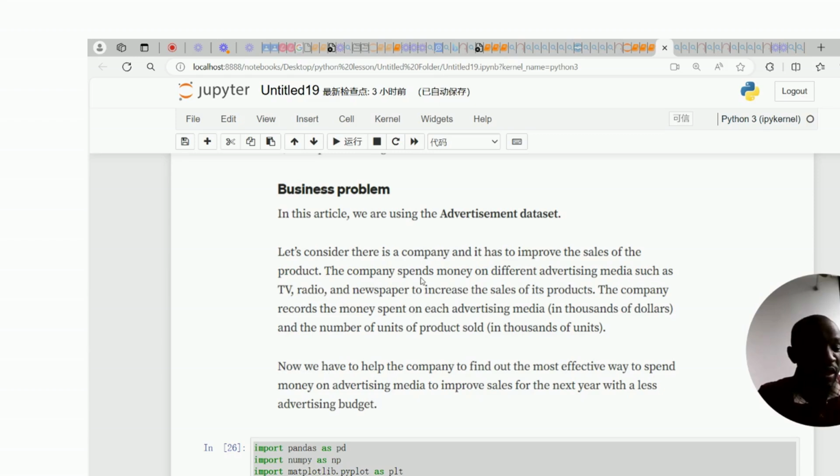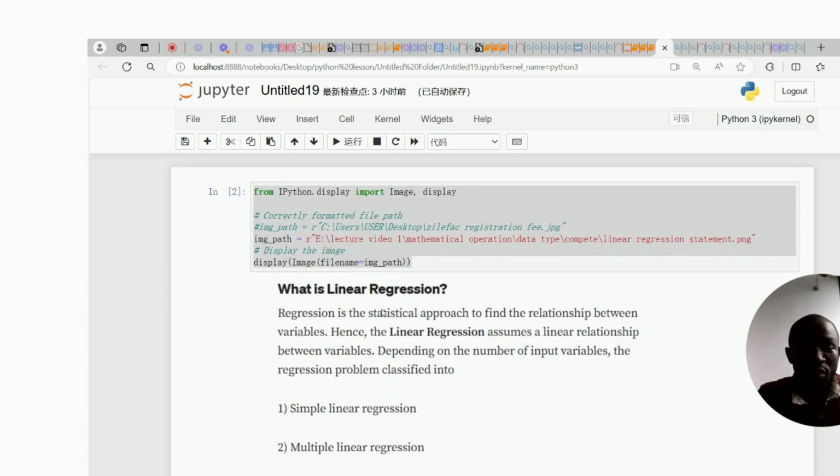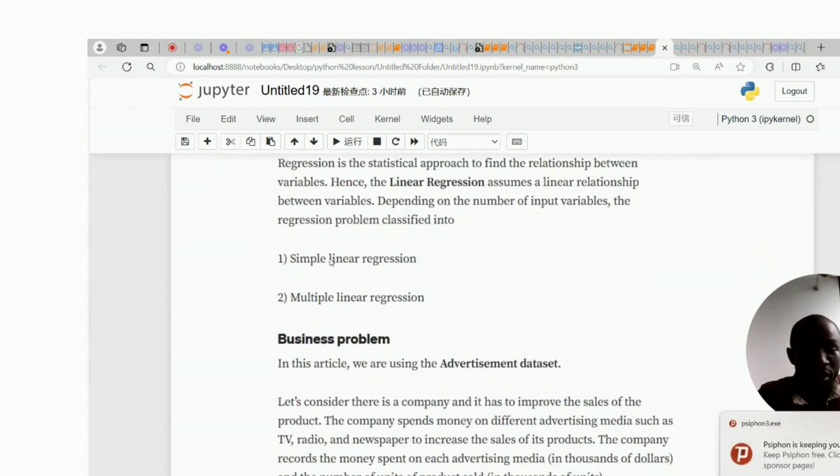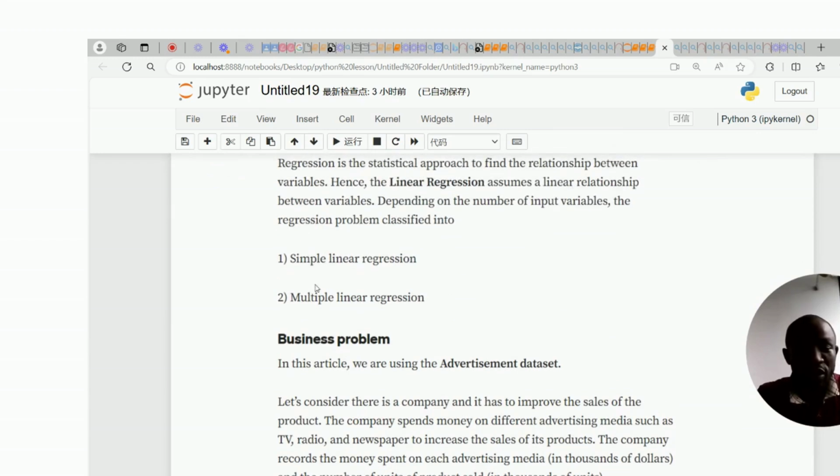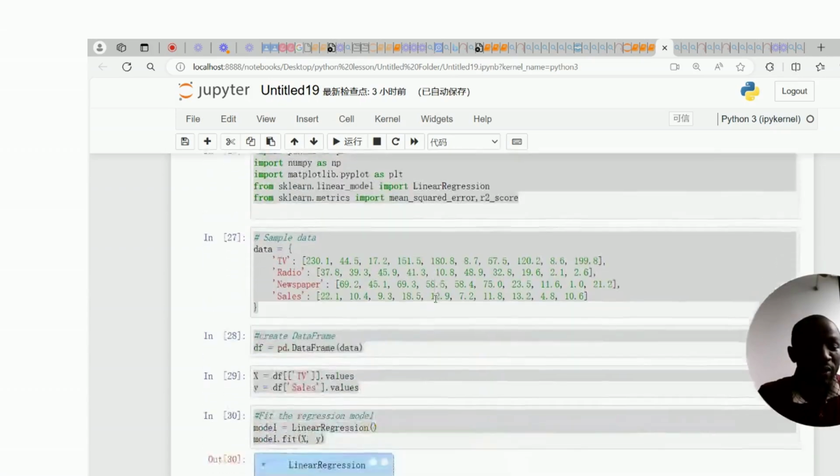So we say, okay, if they were supposed to use only TV media, it will be a simple linear regression. If they were supposed to use all, it will be multiple linear regression. When we used just TV media, we got that the prediction was not good, the prediction was too poor. But when we use multiple linear regression, we get a much better result.